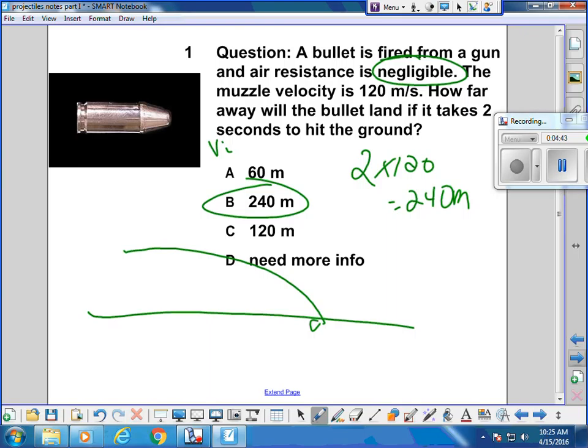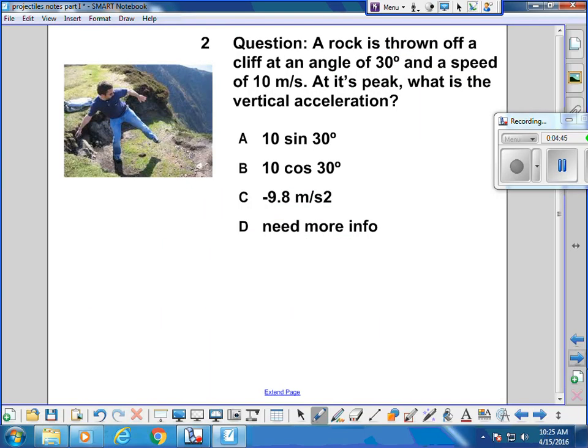All right. Question number 2. A rock is thrown off a cliff at an angle of 30 degrees and a speed of 10 meters per second. At its peak, what is the vertical acceleration? So the rock is thrown off like this. It's 30 degrees. The initial speed is 10 meters per second. At its peak, right there, what is the vertical acceleration?